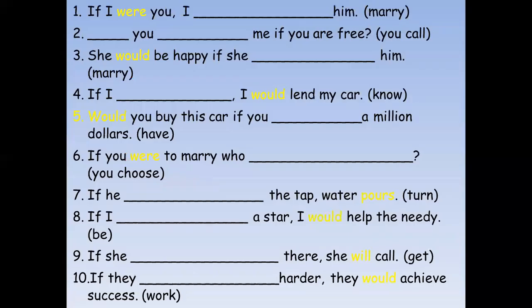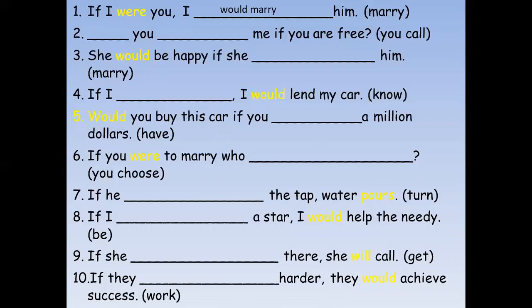Let's practice. Now you have 10 sentences. These sentences are formed differently. You can use if clause type 1, 0, or 2. Let's start with the first one. If I were you, this is if clause type 2, of course, because here we have past simple, so we have to use would marry. If I were you, I would marry him.